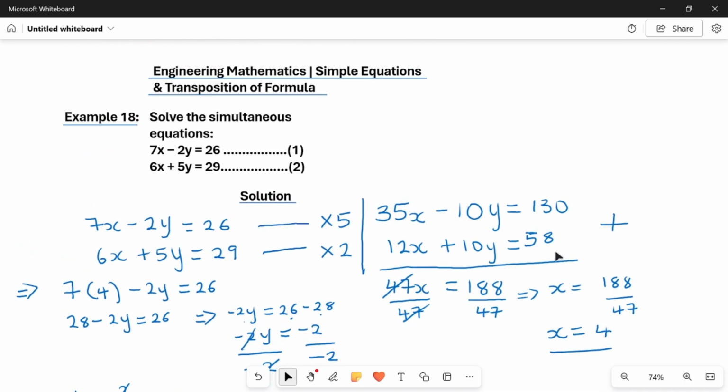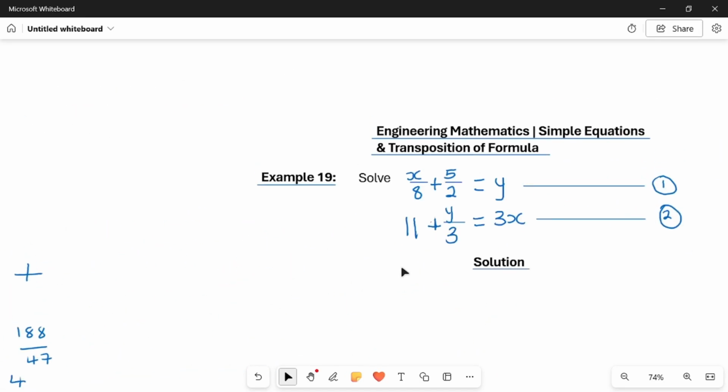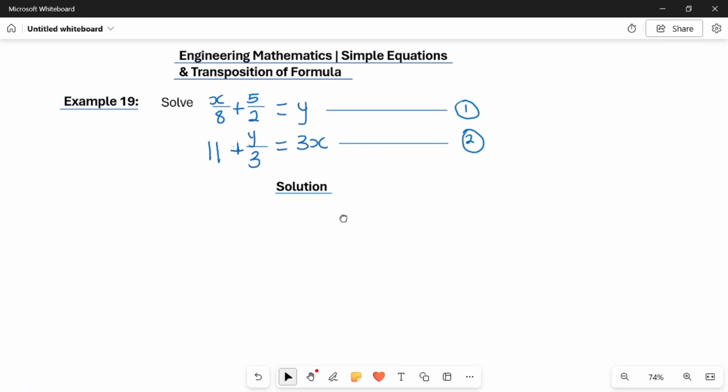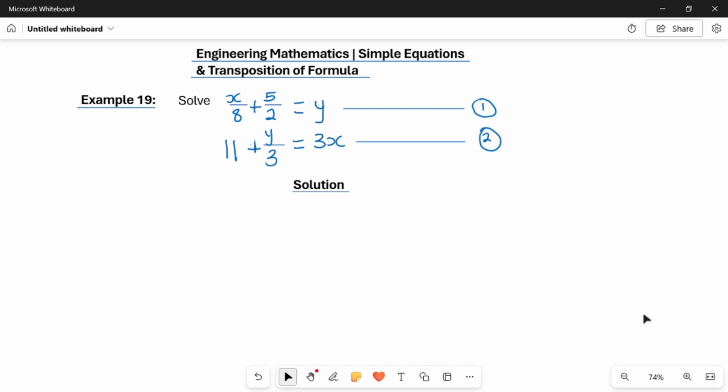So let's move to the next example, example 19. Example 19, still on simultaneous equations. We're given x over 8 plus 5 over 2 equals to y, and 11 plus y over 3 equals to 3x. So the first thing you do is to eliminate what? The denominator from the equations, to get your simple equation.